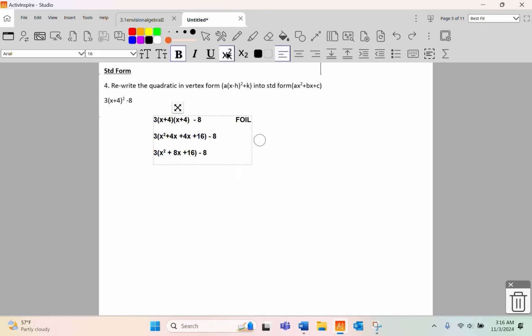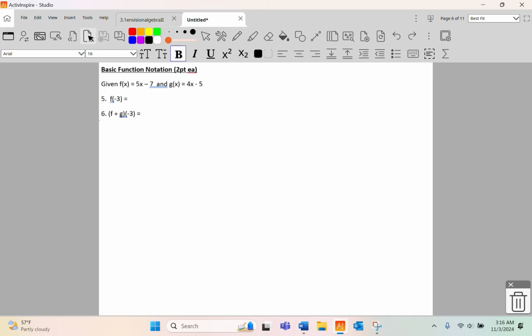And then we're going to distribute the 3. 3 times x squared is 3x squared. 3 times 8x is 24x. 3 times 16 is 48. And finally, I can actually combine 48 and negative 8. And I should end up with something like this. Again, easy peasy, lemon squeezy.